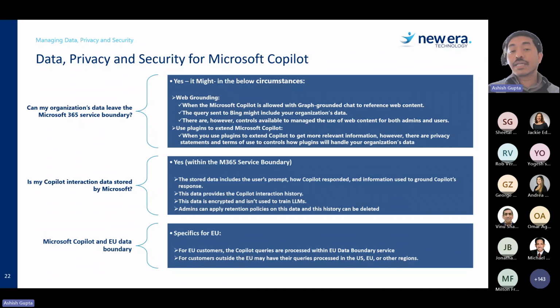And in what cases? Like web grounding. Web grounding means if you want even more relevant responses, right? Maybe for your sales or marketing team, where they want some additional information from the web, from Bing services, then yes, you can turn it on. Whenever you ask a question to Copilot, Copilot talks to Bing, gets more relevant responses and gives it back to you.